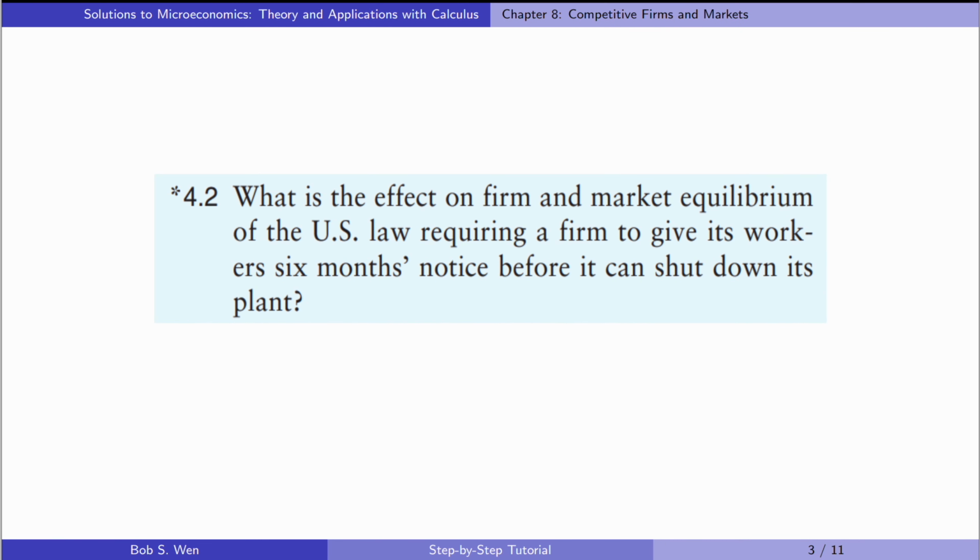Let's try exercise 4.2. What is the effect on firm and market equilibrium of the U.S. law requiring a firm to give its workers 6 months' notice before it can shut down its plant?